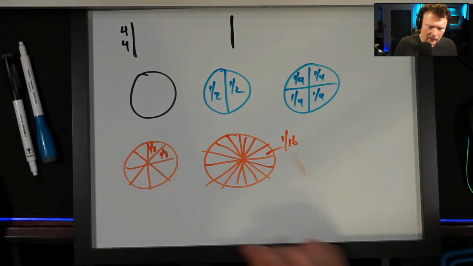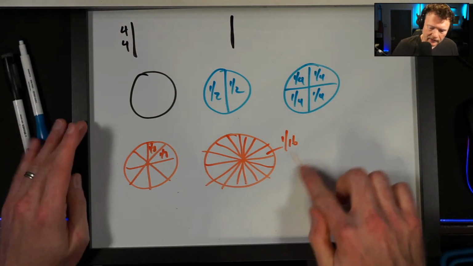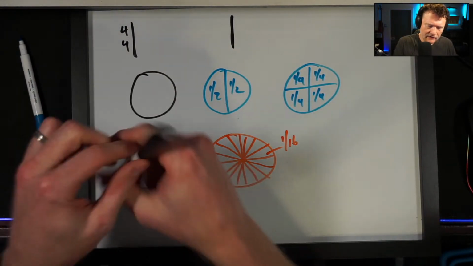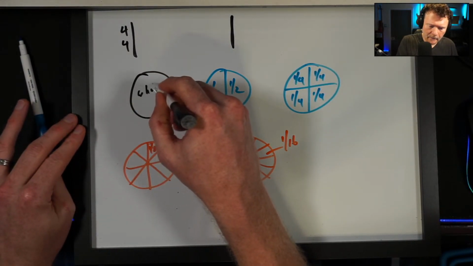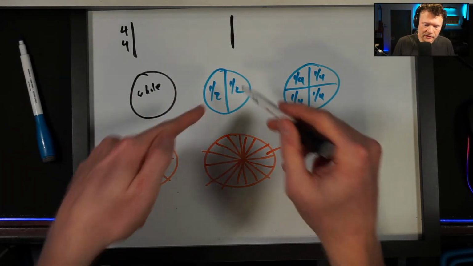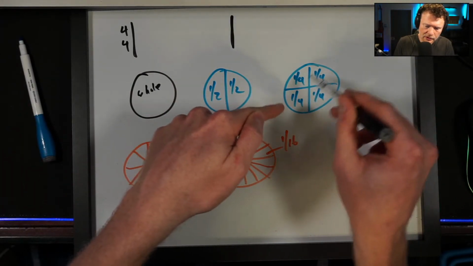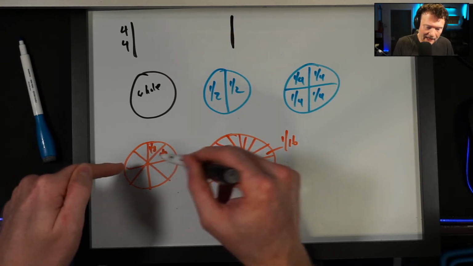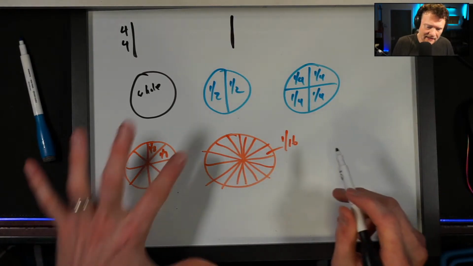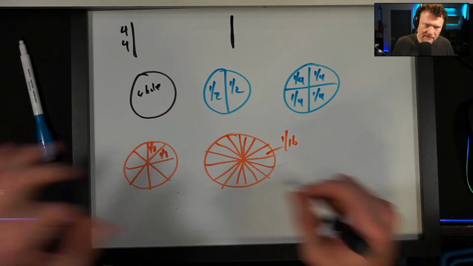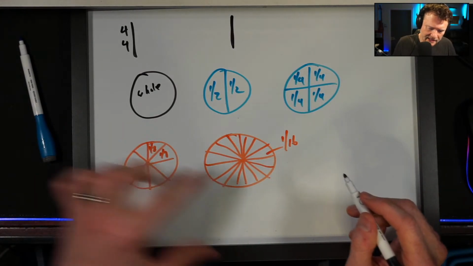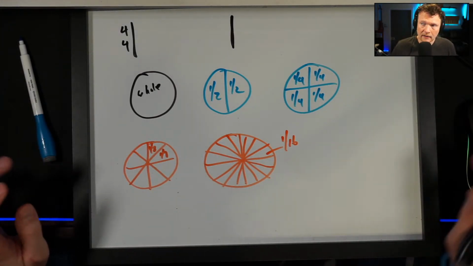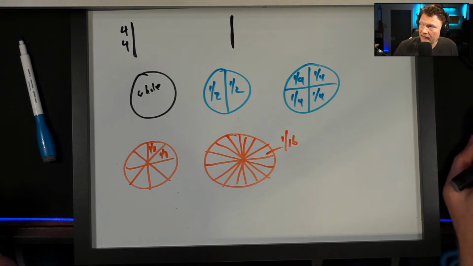So on here, you've got 5 different pizzas. You've got a whole pizza. You've got a pizza with 2 halves, a pizza with 4 quarters, and a pizza with 8 eighths, and you have a pizza with 16 sixteenths, or 16th of a pizza, 16 slices. So that's how you could divide them up that way.